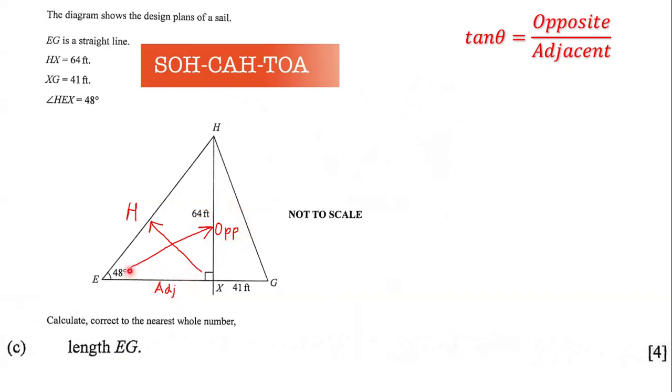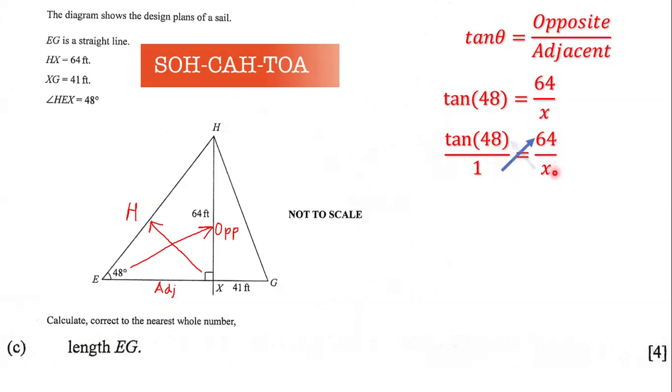Now we already know what theta is. Theta is 48 degrees. So tan of 48 degrees is equal to 64, which is the opposite side, all over x. We say x because that's the missing side, EX. That's the adjacent side that we're trying to find, so we put x at the bottom. Next, we put tan of 48 over 1, which is equal to 64 over x.